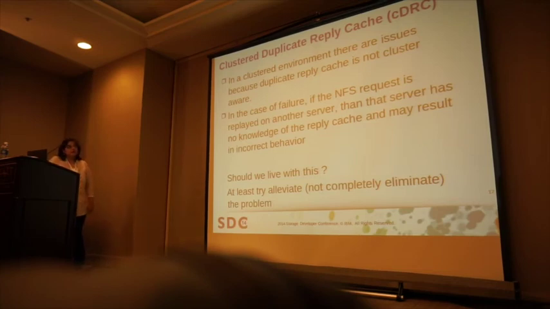So what happens in a clustered environment? When we want to have the same DRC in the clustered environment, that's a lot of trouble because it is not cluster aware. Now you have your reply cache on each node, but if it is not cluster aware, then when a node fails over, the new node that takes over has no idea of the reply cache on the old node, and it is going to try to serve the request again.